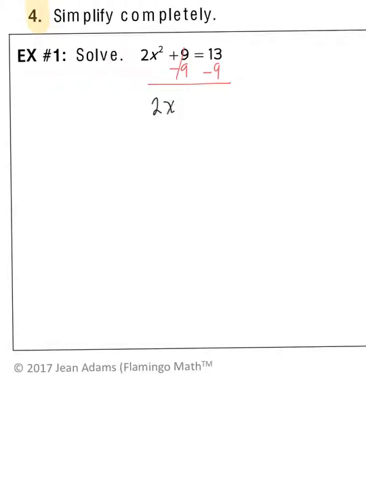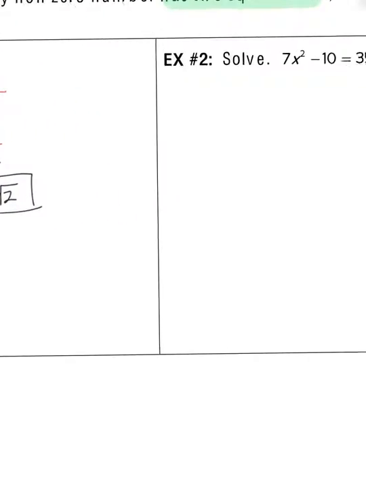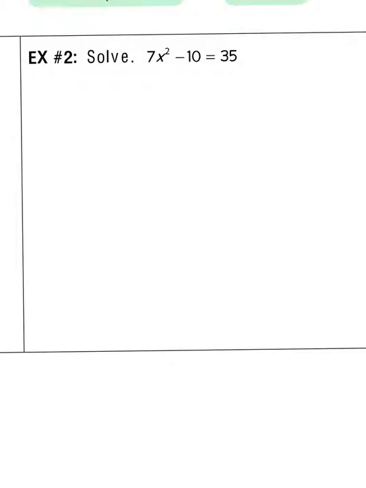I get 2x squared is equal to 4. And then I'm going to divide both sides by 2, and I get x squared is equal to 2. Then I'm going to take the square root of both sides, plus or minus the square root of the right. Square root of x squared is x. I cannot take the square root of 2 or simplify it further, so my answer is just plus or minus root 2. That's it. So you try number 2 on your own, so pause the video and try this on your own.